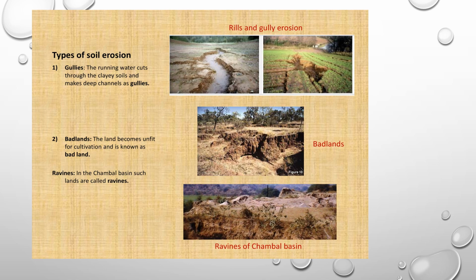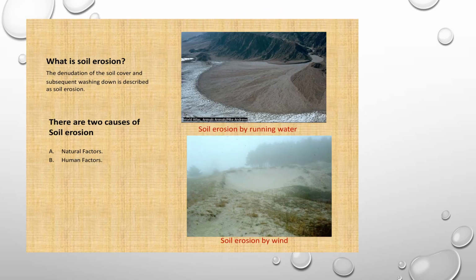I hope you follow. And then next one, what is soil erosion? The denudation of the soil cover and subsequent washing down is described as soil erosion. This is the first one in the slide. Soil erosion by wind and soil erosion by running water. I hope you follow. There are two causes of soil erosion.